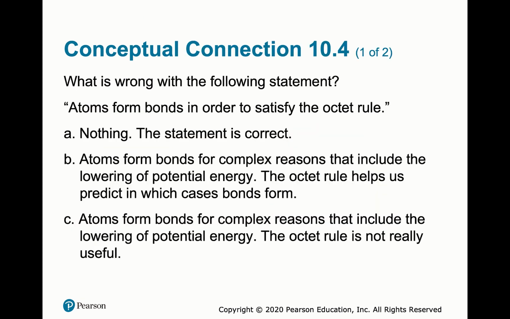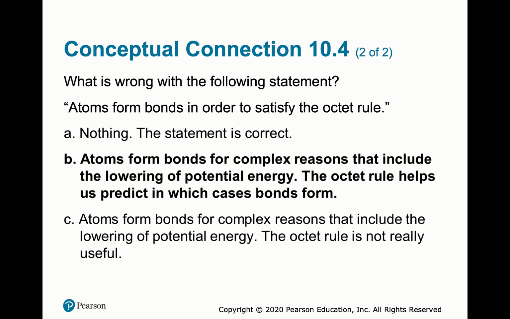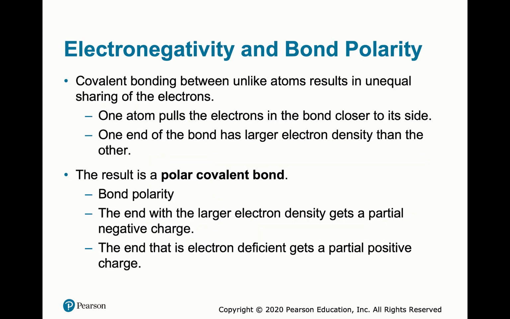So what's wrong with this statement? Atoms form bonds in order to satisfy the octet rule. Nothing in the statement is correct. That's not true. Atoms form bonds for complex reasons that include the lowering of potential energy. The octet rule helps us predict which bonds will form. Yes, that's true. The octet rule is not really useful. Well, if the octet rule was not really useful, there's no reason why we teach the Lewis theory. So it's B. This is the reason why the octet rule is a very powerful tool, which is, in fact, like I said, why we teach it.